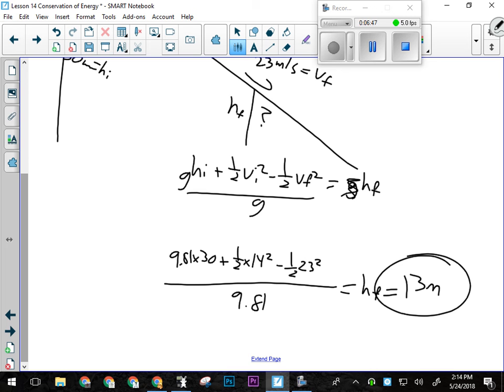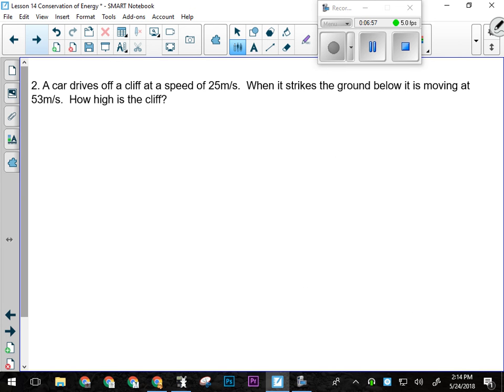Does that one make sense? Looking kind of familiar? Try this one. Same idea. Anything that's moving because of gravity can be a conservation of mechanical energy type situation.